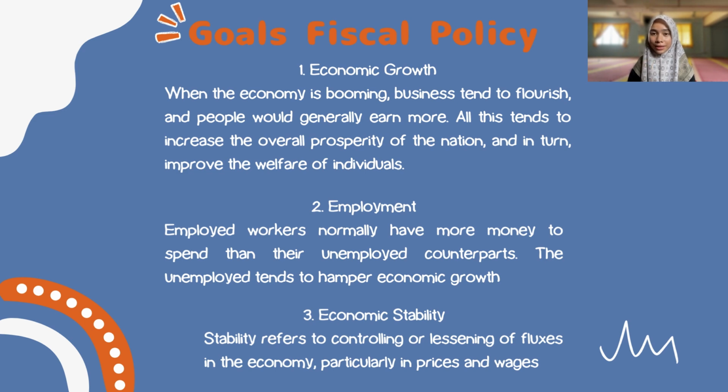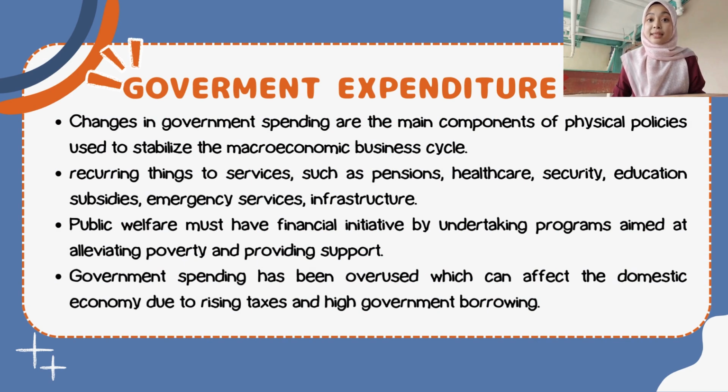Second, employment. Employed workers normally have more money to spend than their unemployed counterparts. The unemployed tend to hamper economic growth. Lastly, economic stability. Stability refers to controlling or lessening of fluctuations in the economy, particularly in prices and wages. That's all from me. Next, government expenditure.